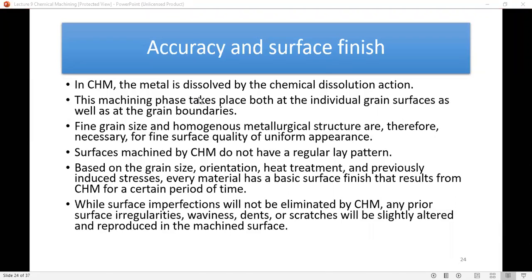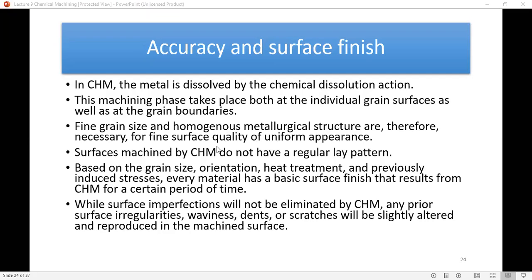So in chemical machining, a metal is dissolved. This machining takes place at the individual grains. So the etching happens both at the individual grain surface and also at the grain boundaries, right? So fine grain size and a homogeneous metallurgical structure are therefore necessary for a fine, uniform surface. The finer the grain size, the better it is for the surface finish.